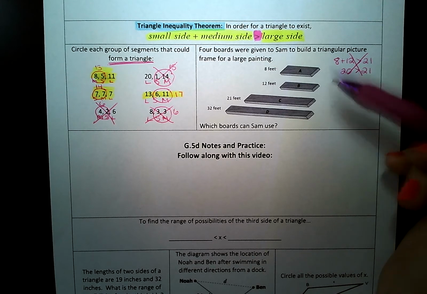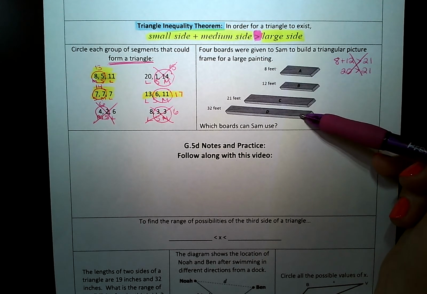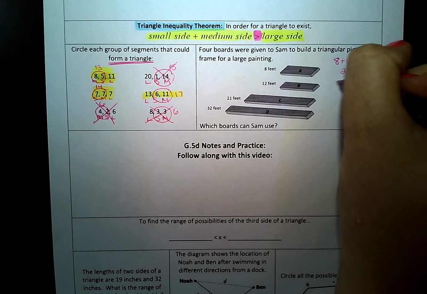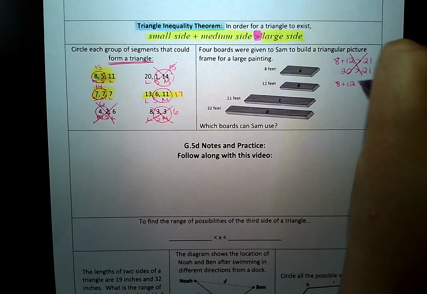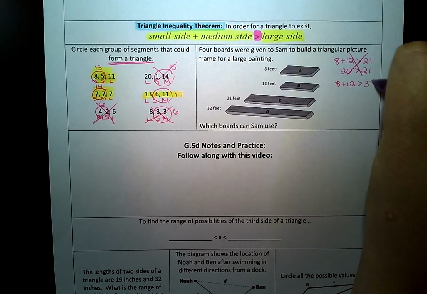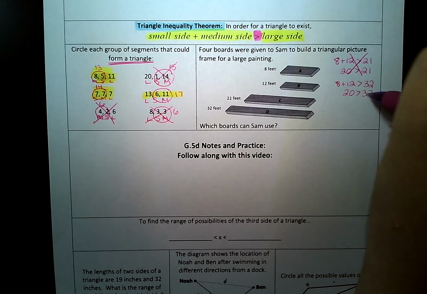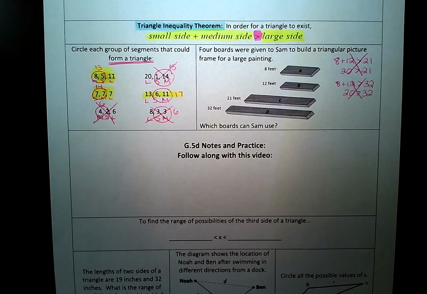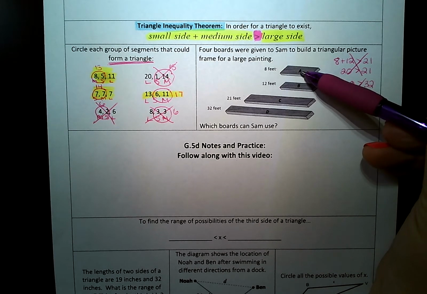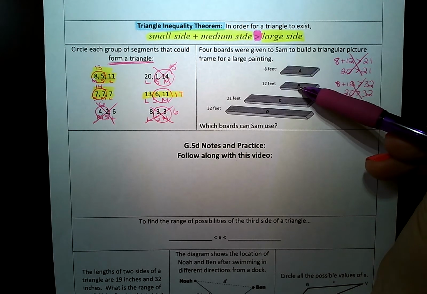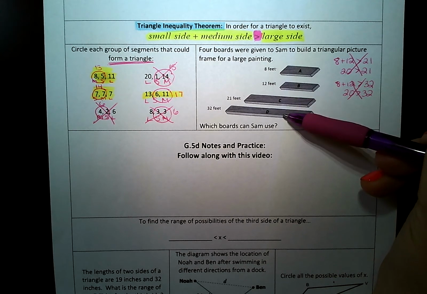Okay, in fact, A, B, and D would also be out. 8 plus 12 is also not greater than 32. If it's not greater than 21, it's not greater than 32. So that combo's out. So ABC is out, ABD is out. So let's see if we can use, let's throw A out. Maybe that's too short. Let's try to use BCD.